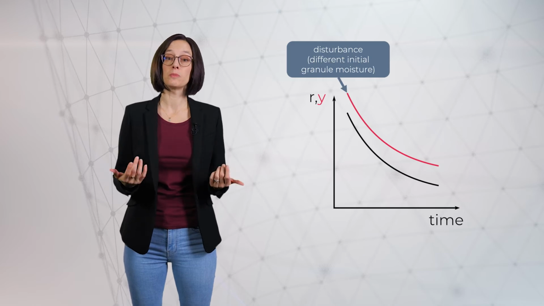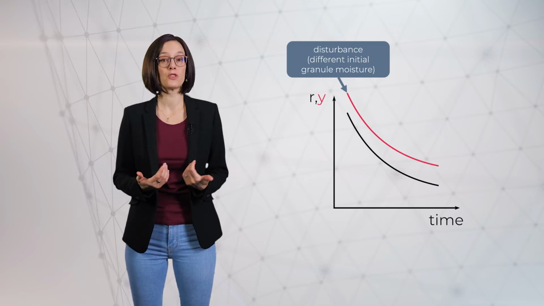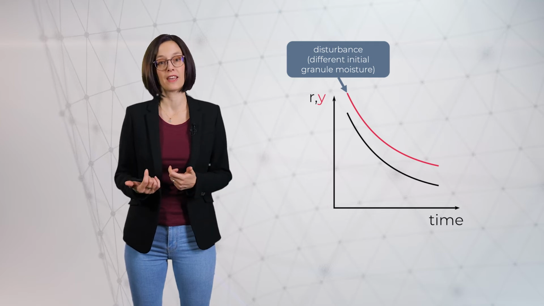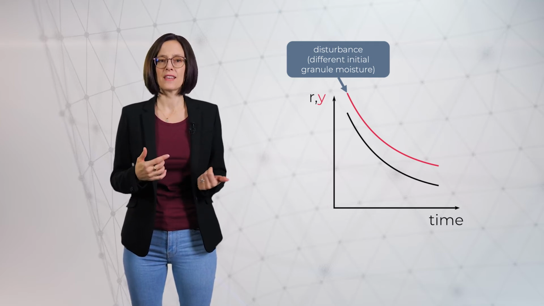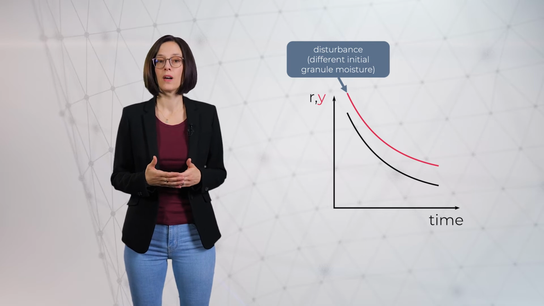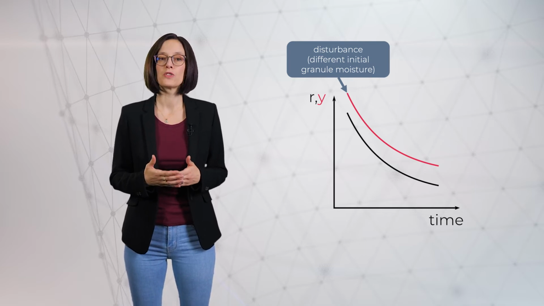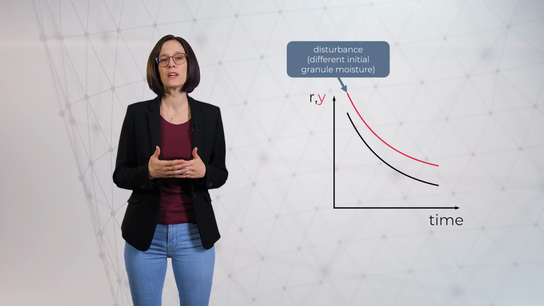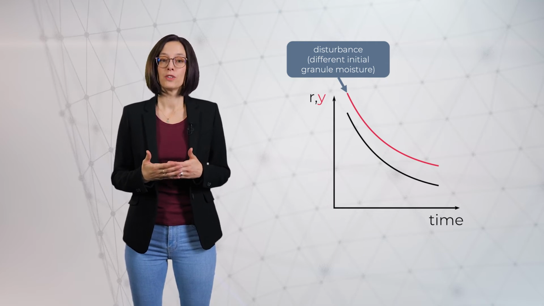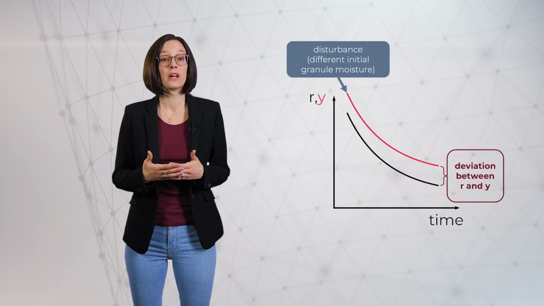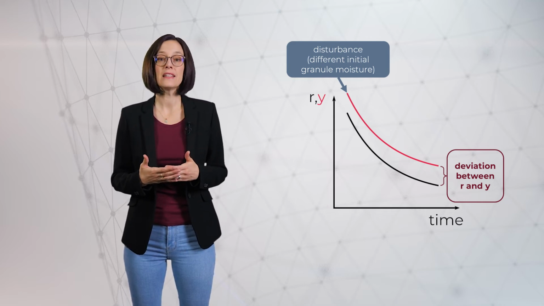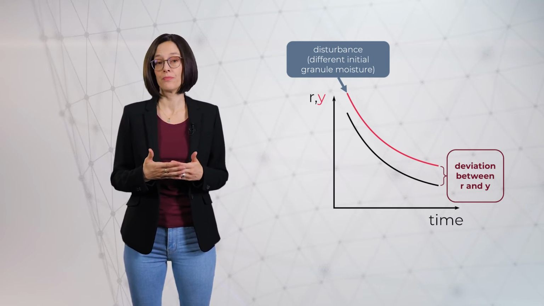In case of a fluid bed dryer, such a disturbance could be a different granule moisture at the beginning of the drying cycle. The curves on the side show the desired granule reference moisture profile in black. The upper red curve shows the granule moisture in case of a wrong initial moisture content. With a wrong initial moisture, the proposed concept would lead to a deviation between output Y and reference R. In this example, it is too high.